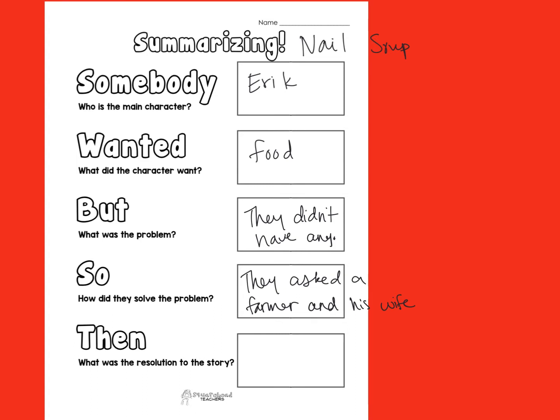Then, the resolution of the story was the farmer and his wife shared their food to make nail soup. So now that we have our notes in, we can write the whole paragraph. So we'll come over here.